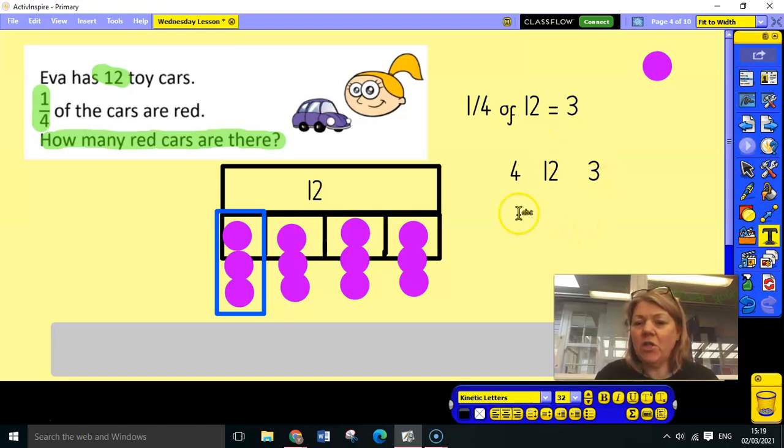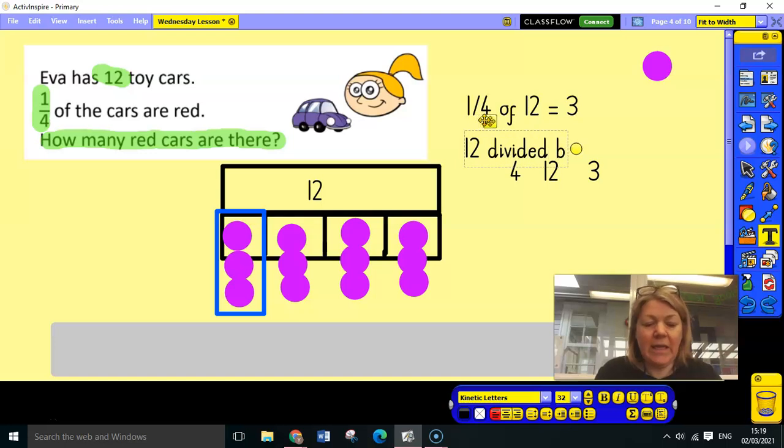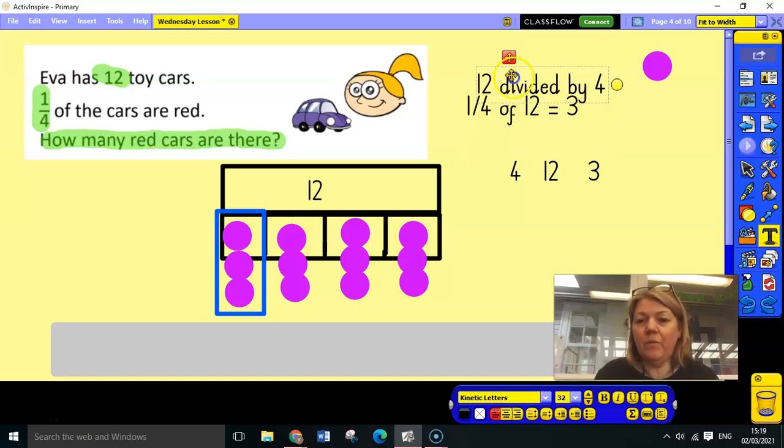I know that I can do 3 multiplied by 4 and that equals 12. I know I can do 4 multiplied by 3 and that equals 12. I can do 12 divided by 4 and that equals 3. And I can do 12 divided by 3 and that equals 4. So I can use this fact family to help me. 1/4 of 12 is really just the same as saying 12 divided by 4.